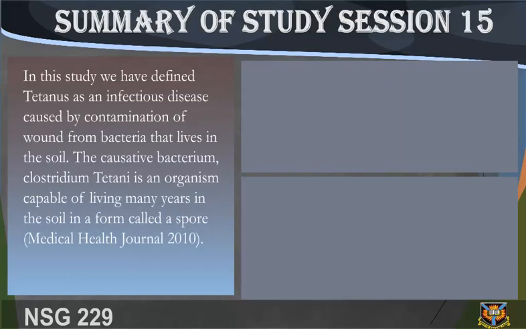Summary of study session 15. In this study, we have defined tetanus as an infectious disease caused by contamination of a wound from bacteria that live in the soil. The causative bacterium, Clostridium tetani, is an organism capable of living many years in the soil in a form called a spore. Medical Health Journal, 2010. End of study session 15.